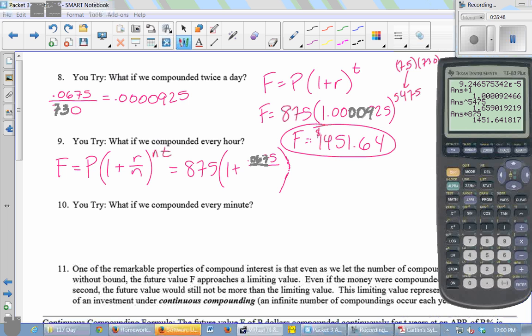8,760, and you get that by saying, okay, well, there are 24 hours in a day times 365 days in a year. That's how many hours there are in a year, 8,760. And then your exponent here should be N, 8,760, times time, 7.5 years.